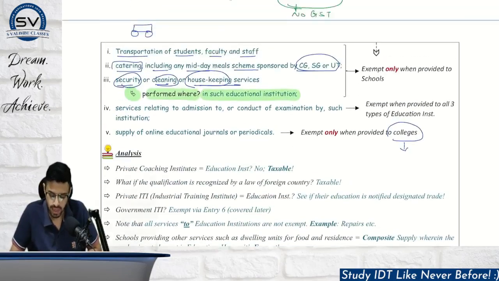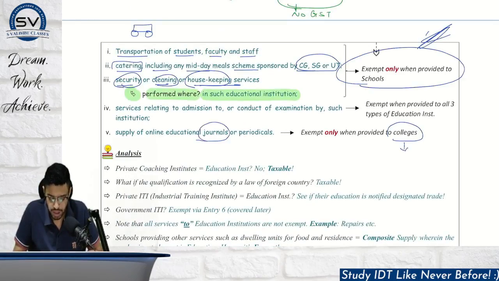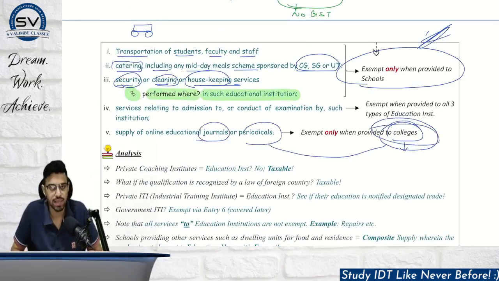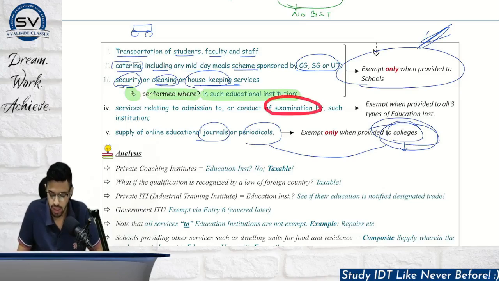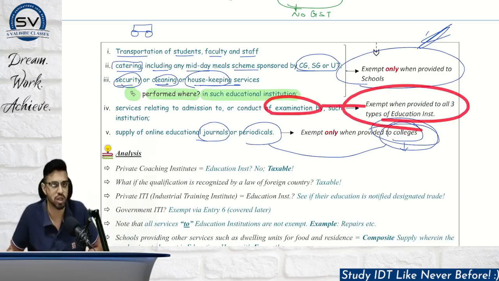So I hope this is clear. These first 3 are exempt only when provided to schools. Online journal periodical is exempt only when provided to colleges. Basically the curriculum related point, and the conduct of examination is exempt when provided to any type of educational institution.